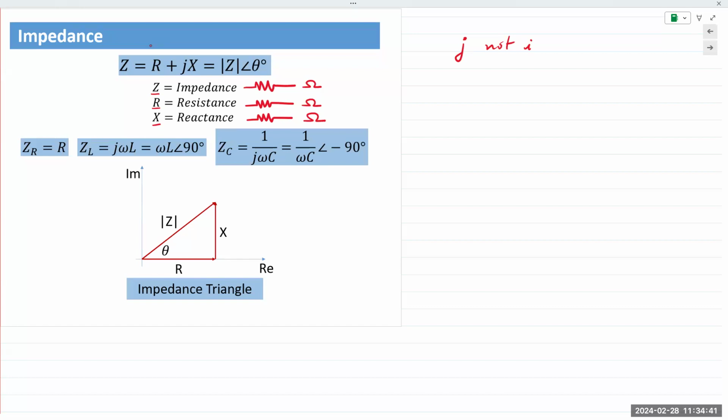And because it's a complex quantity, if you plot all three of those on the same chart, you get what is known as the impedance triangle, where the magnitude of the impedance and the phase angle describe the vector, and the real and the imaginary portions describe the projection of that vector on the real and the imaginary axis. So resistance is on the real axis, reactance X is on the Y axis. Okay.